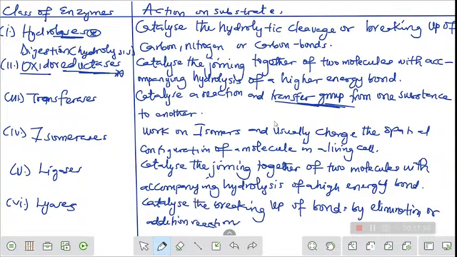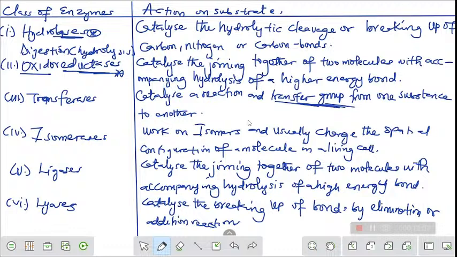Isomerases, what's the function? You hear the word isomer. So it works on isomers and usually changes the spatial configuration of a molecule in a living cell. That is, it will change the configuration of a molecule to change it. If it is 2,2,4 trimethyl or whatever, it will change it to another thing. So that's isomerism. So the enzyme that works is isomerase.